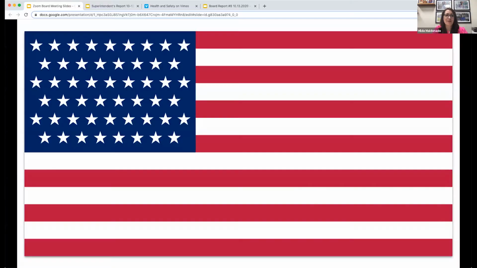We're going to do the Pledge of Allegiance now. Put your right hand over your heart. Ready, begin. I pledge allegiance to the flag of the United States of America and to the republic for which it stands, one nation, under God, indivisible, with liberty and justice for all. Thank you, everybody.